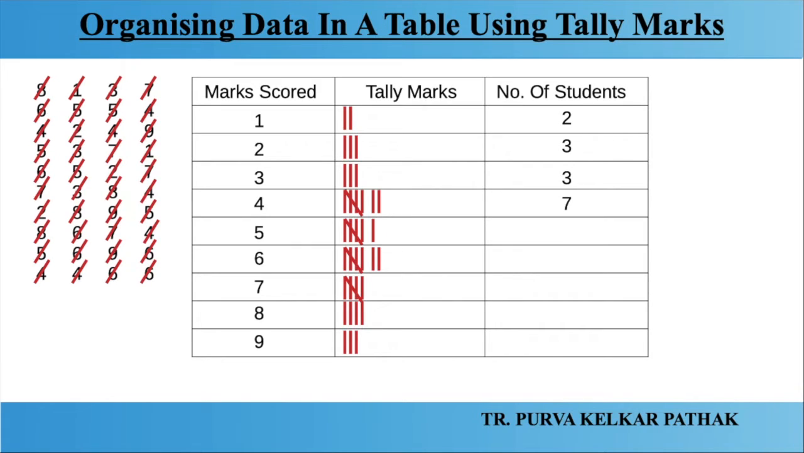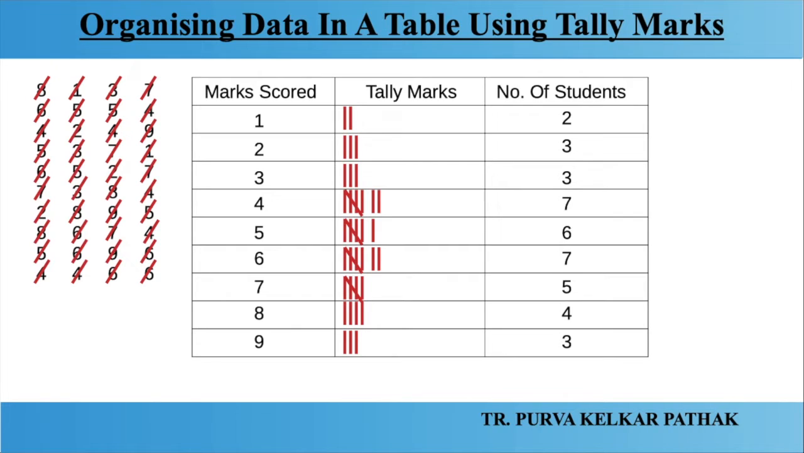Moving on to the next score, that is 5. 6 students have scored 5 marks in the mathematics test. 7 students have scored 6 marks in the mathematics test. 5 students have scored 7 marks in the mathematics test. 4 students have scored 8 marks in the mathematics test. And finally, 3 students have scored 9 marks in the mathematics test.